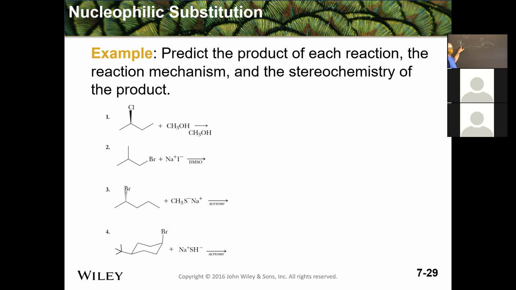So this was chiral, right? It was an R, this was the R isomer. So methanol attacks, and it could attack from in front of the board or behind the board. So we'll get a racemic mixture. Hydrogen is still attached. That, plus we'll get the enantiomer.